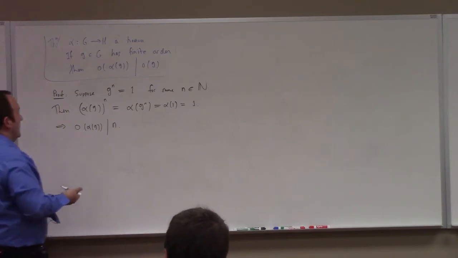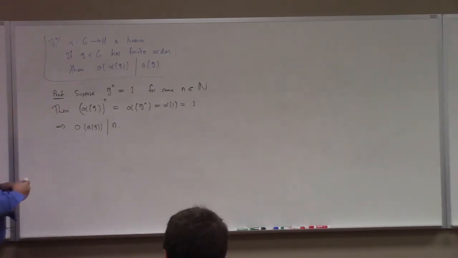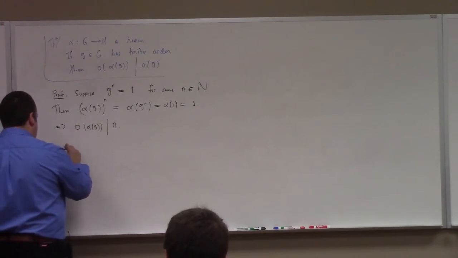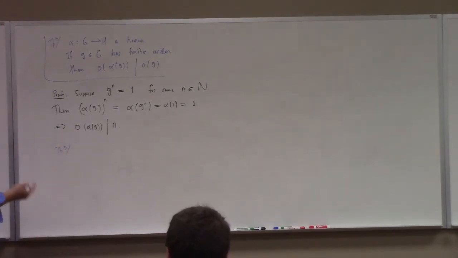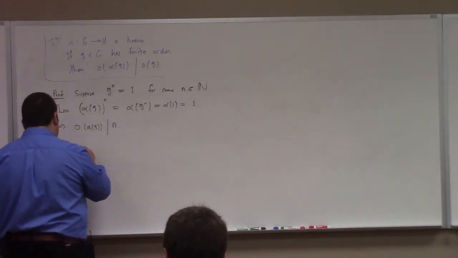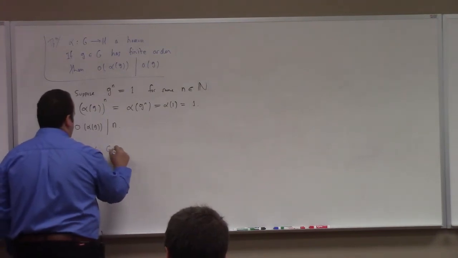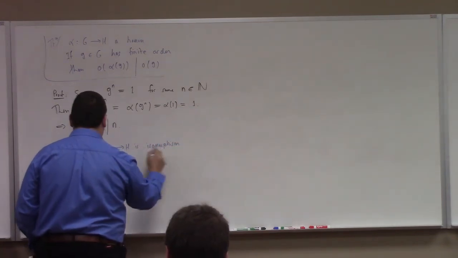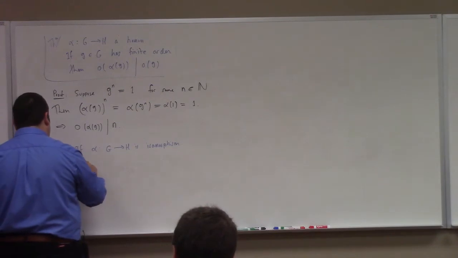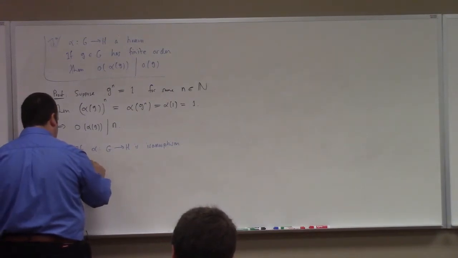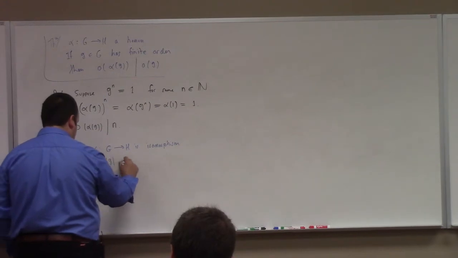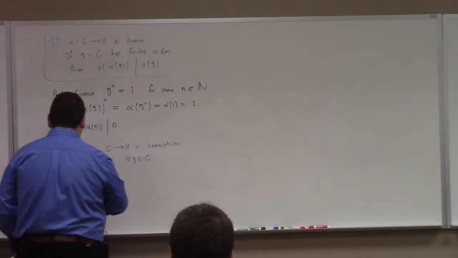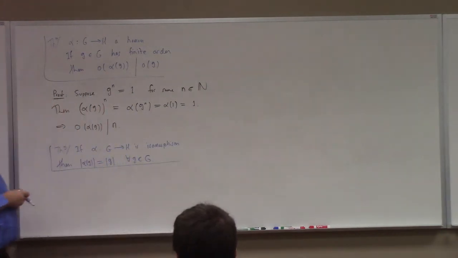So there it is. Now, what's a more useful theorem? Sometimes this is more useful in disproving something than proving something. But a theorem: if alpha from G to H is an isomorphism, then the order of alpha of g is equal to the order of g for all g in G. In other words, isomorphisms preserve order. All right?